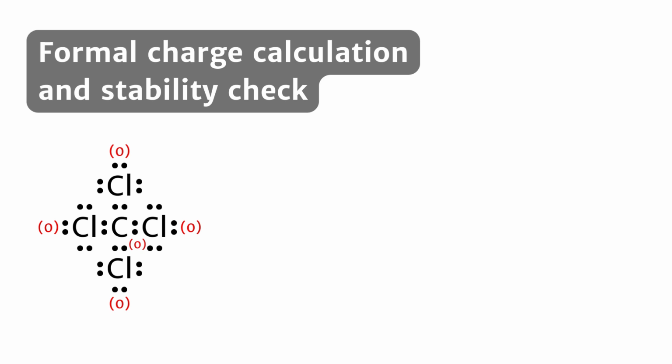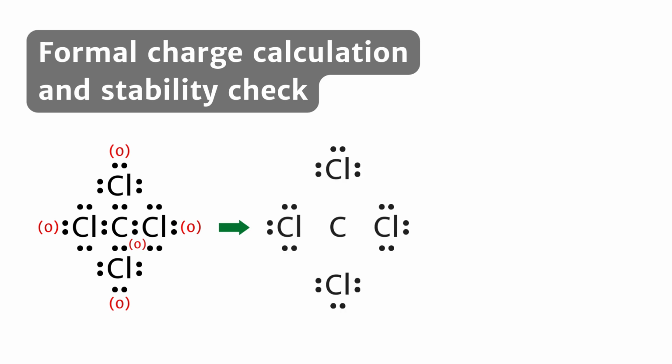To represent a bonding pair, we draw a single line between the atoms. In this structure, there is one pair of electrons between carbon and each chlorine atom, so we draw one line between them, indicating that carbon is single-bonded to the 4 chlorine atoms in the CCl4 Lewis structure. So, that's the Lewis structure of CCl4.